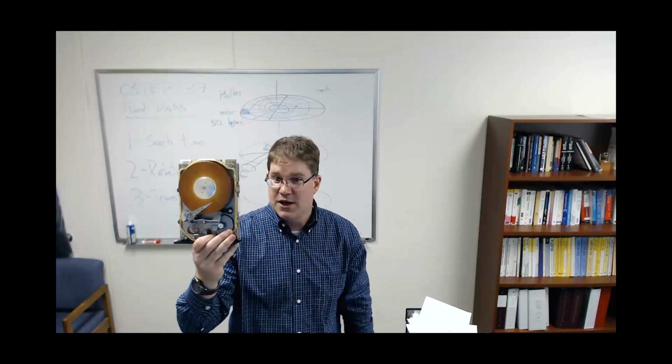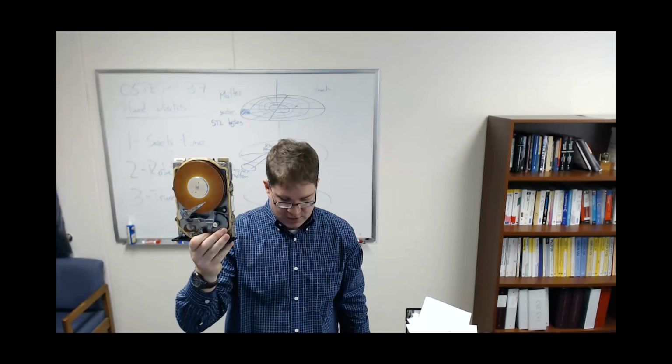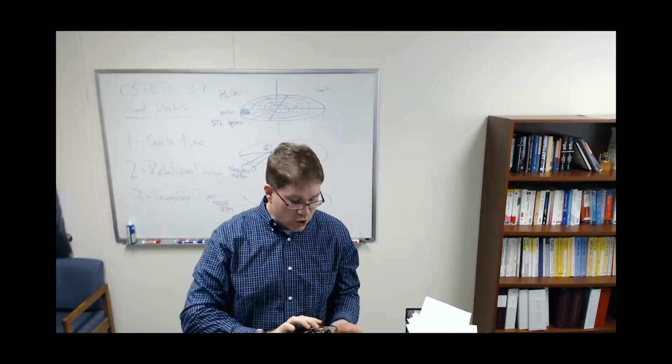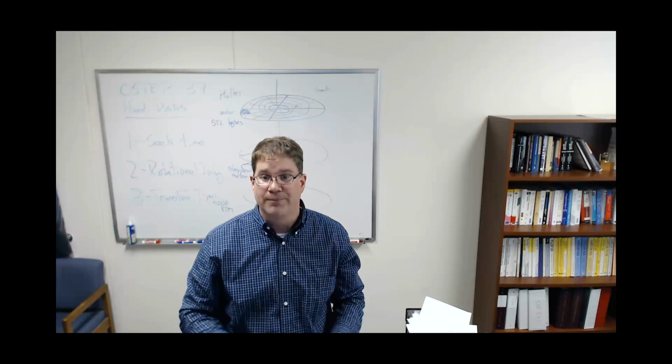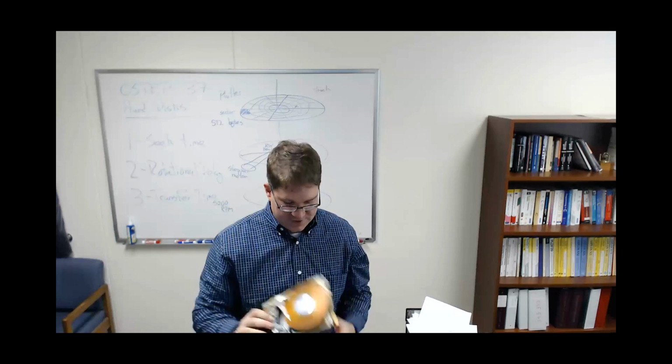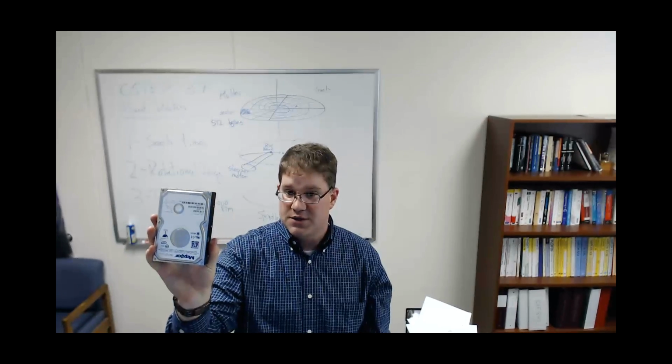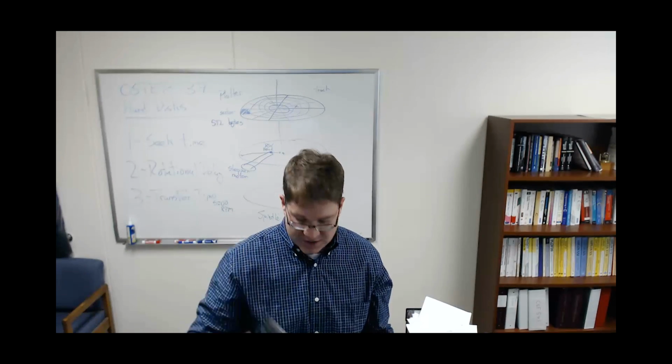Now, this is a 3.5-inch disk, and over time, disks got smaller and smaller. No, I'm sorry, I misspoke. I was looking at the wrong one. This is a 5.25-inch disk. This is what I'm talking about. And then over time, they got smaller and smaller. This is a 3.5-inch disk that was in common use in computers in the 1990s.